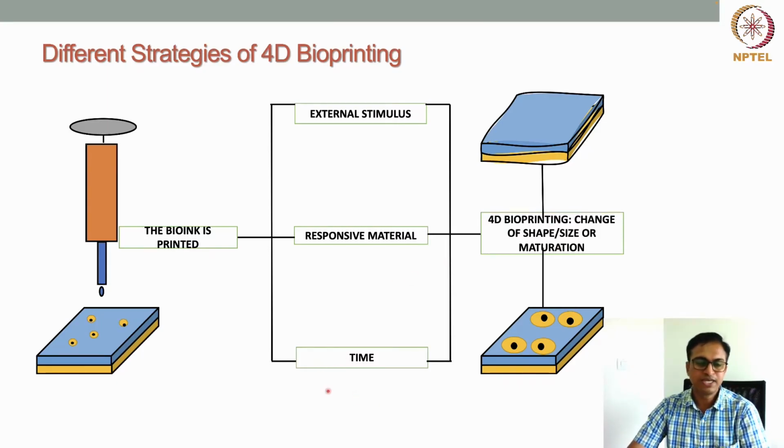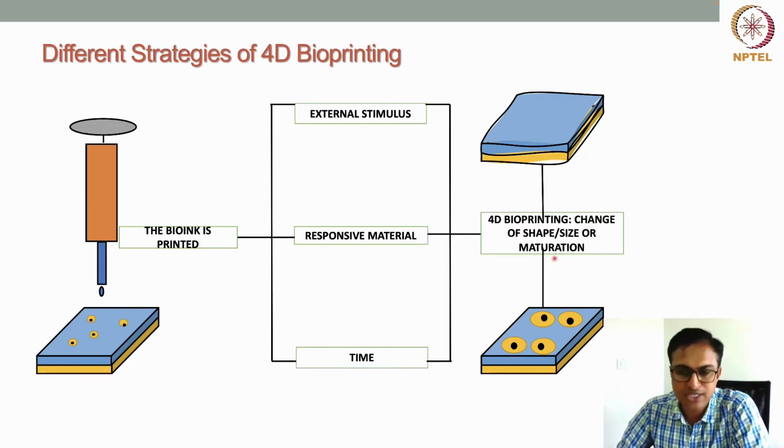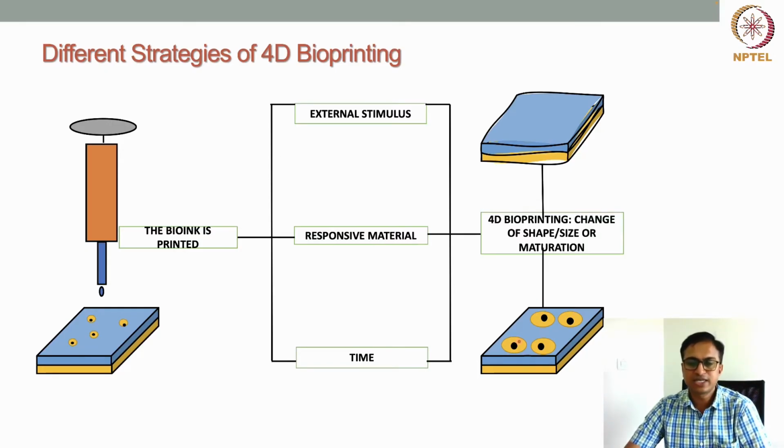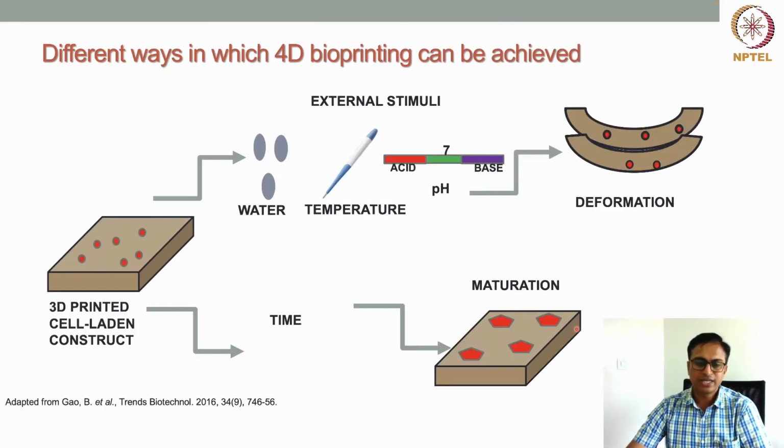Other things: time. Mostly all these changes can depend on time. Here this is the post printing time, and upon this time the changes can happen. Other than this, in certain cases bioprinted constructs can get matured, and over maturation, or after maturation, again there can be a change in the structure. That can also qualify for 4D bioprinting. Now let us look at a few more details about this.